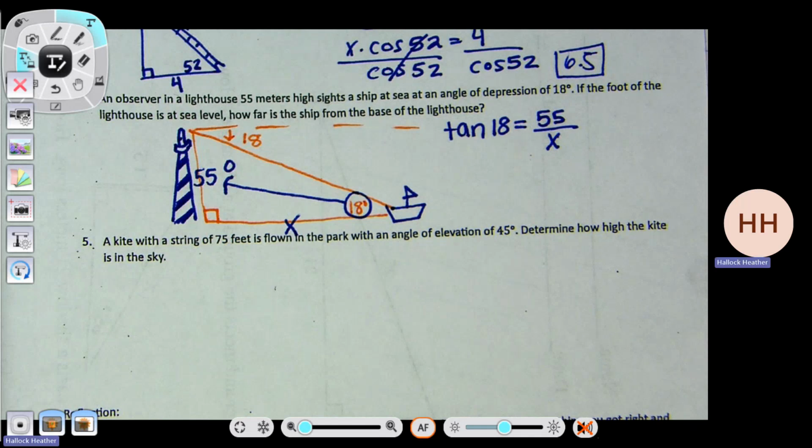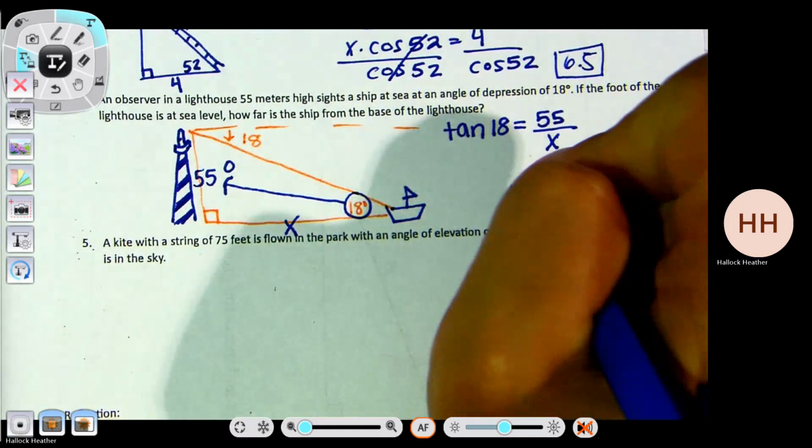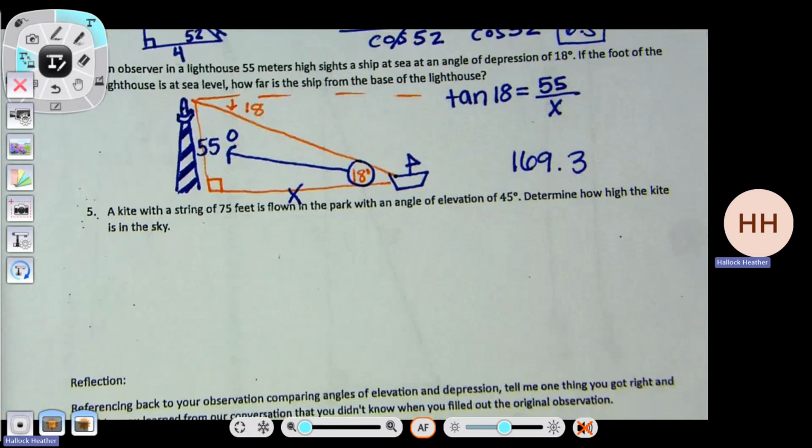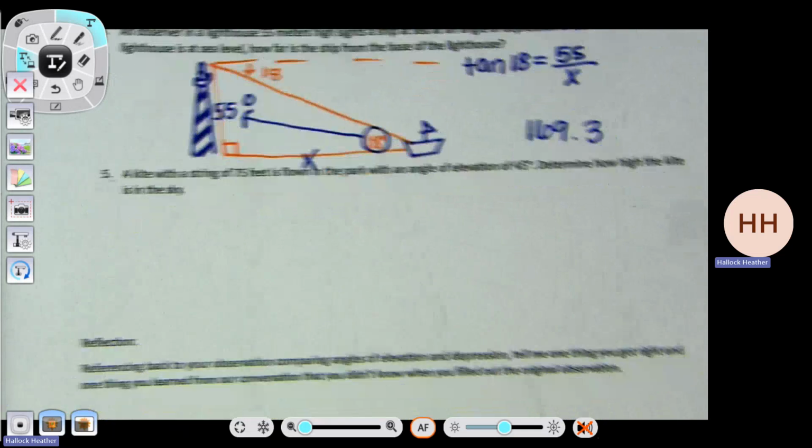So what do you end up getting for number 4? 69.2? You're wrong. What? It's 42. Oh my gosh. You gotta learn around. Oh my gosh.